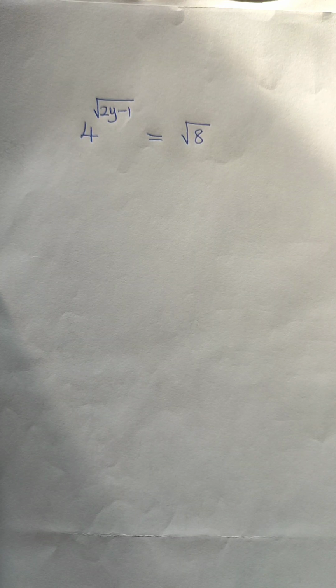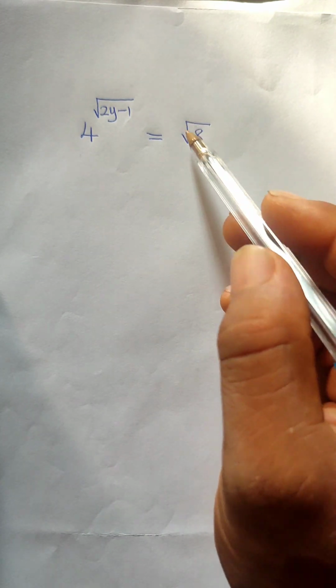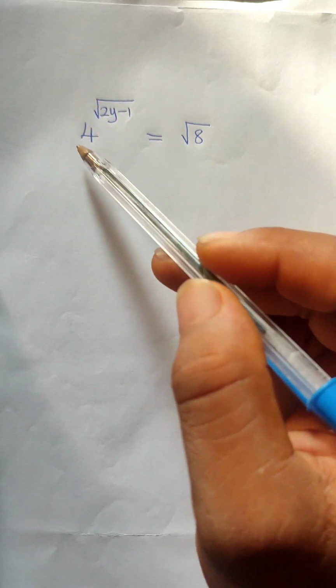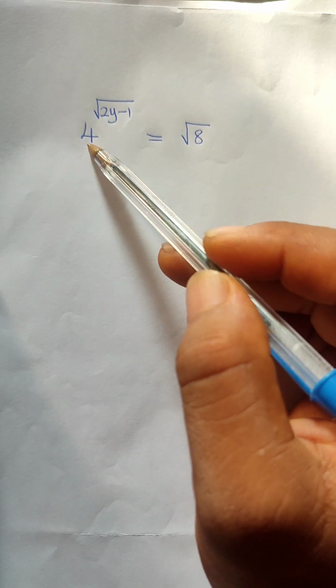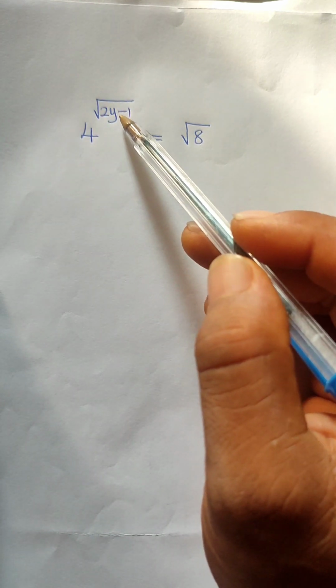Please come together. Let us solve this question. If we have 4 raised to power root 2y minus 1 equals root 8, and we are asked to find the value of y, what we are going to do is, first of all, to express this root 8 in index form, because this left side is expressed in index form where 4 is the base and root 2y minus 1 is the exponent or the power.